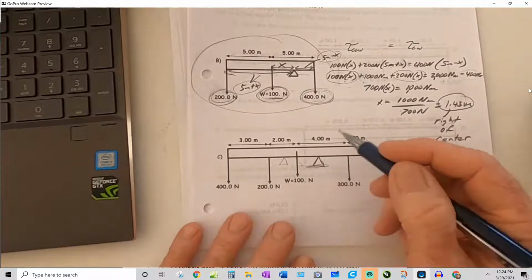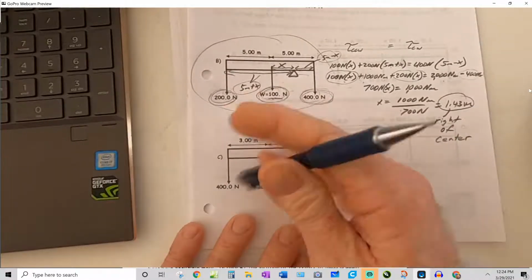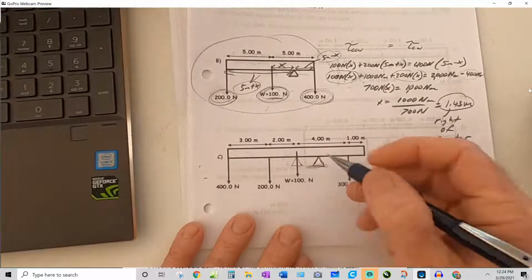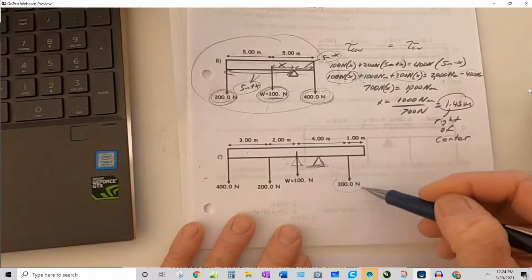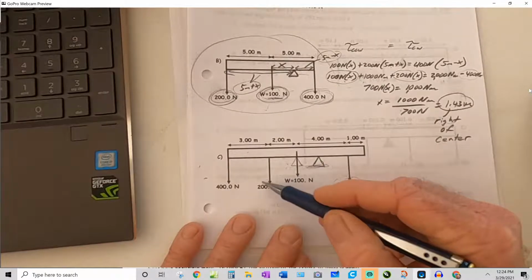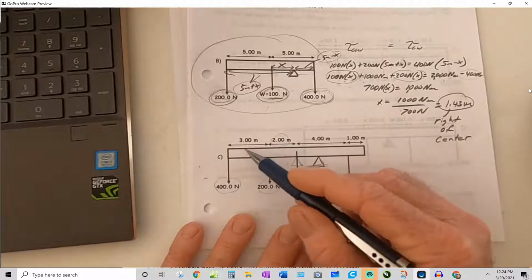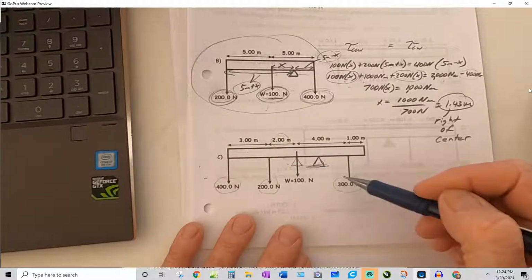What I like to do is imagine that I have it right under the center. And then I look at my forces over here. I would have 300 newtons, 4 meters to the right, and I would have 200 newtons, 2 meters to the left, and 400 newtons, 5 meters to the left. So the torque definitely wouldn't be balanced here.